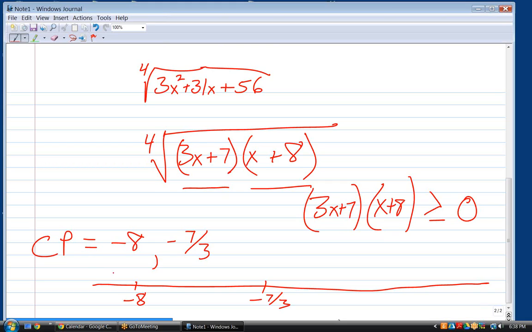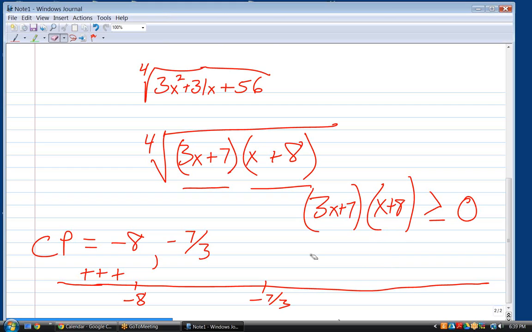The idea is to test some point to the left of negative 8. So let's test negative 9. What is this when x is negative 9? That's negative, and that's negative. Therefore, the product is positive. By merely testing one point, I know that every point to the left of negative 8 results in a positive. You with me? Yeah. Okay.